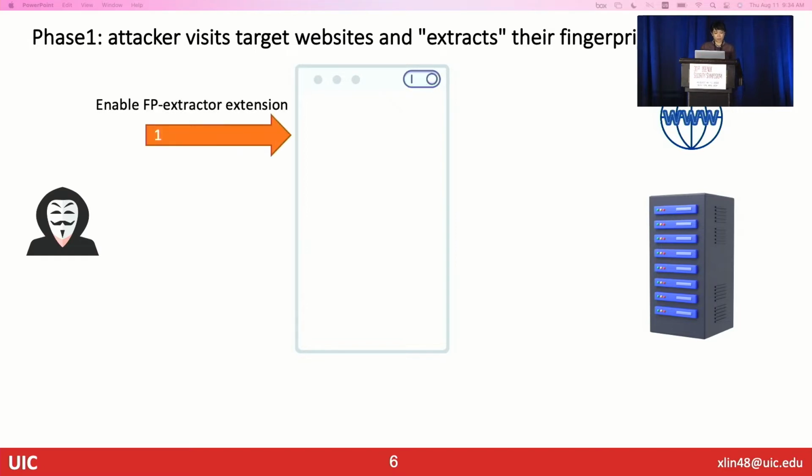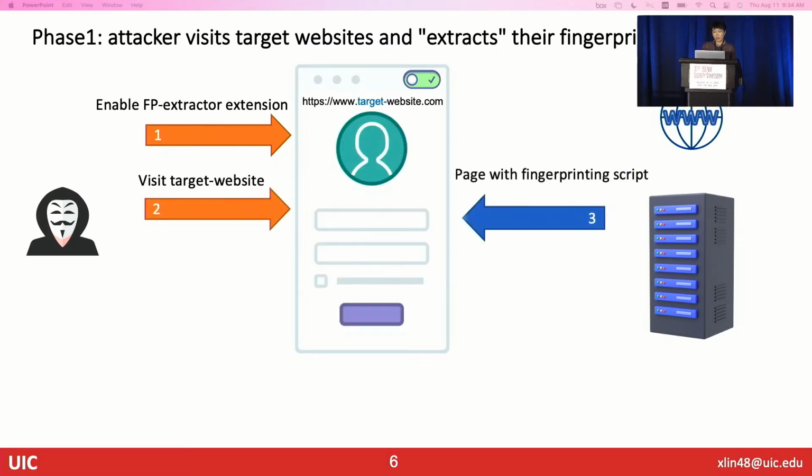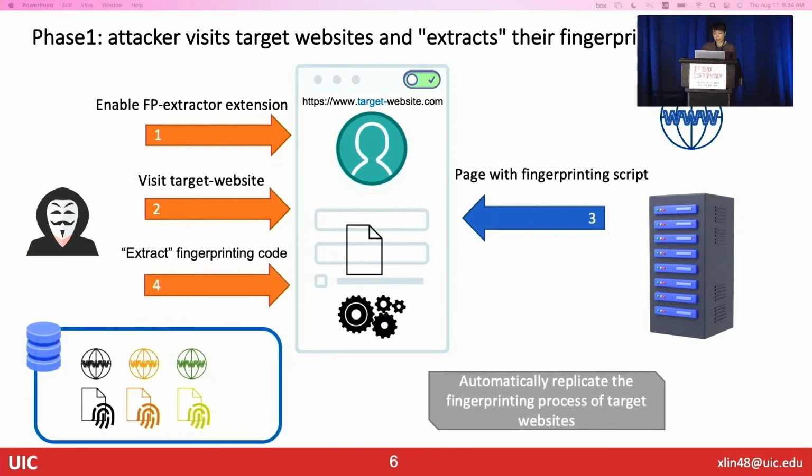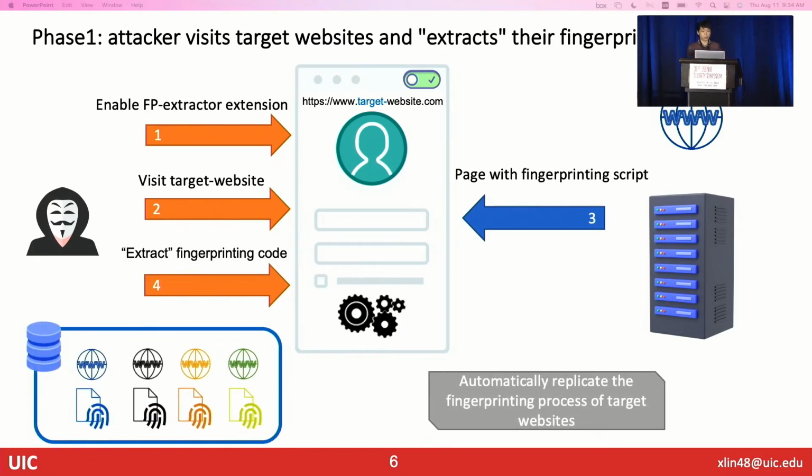In the first phase, the attacker will use the fingerprint extractor extension. When the website collects the browser fingerprints, the extension automatically replicates the fingerprinting process of the target website. It generates the fingerprinting code for this target website.